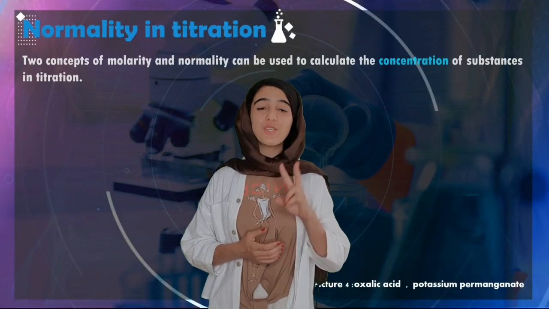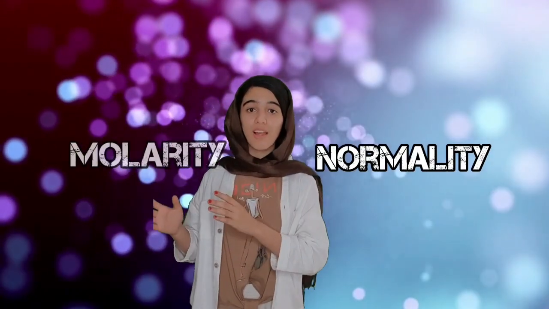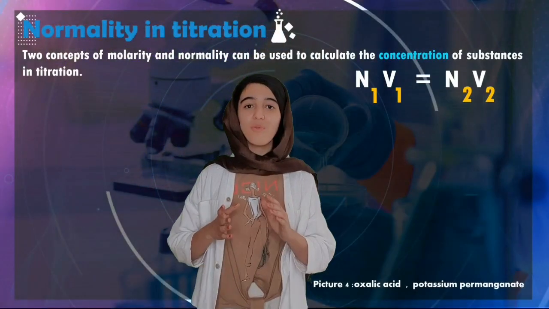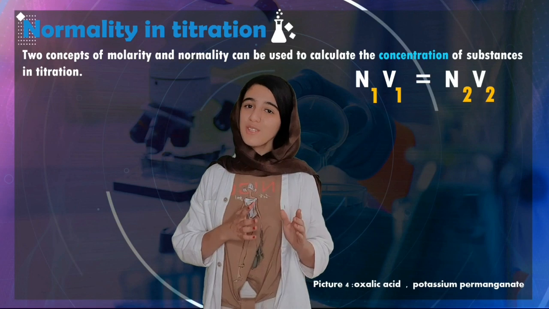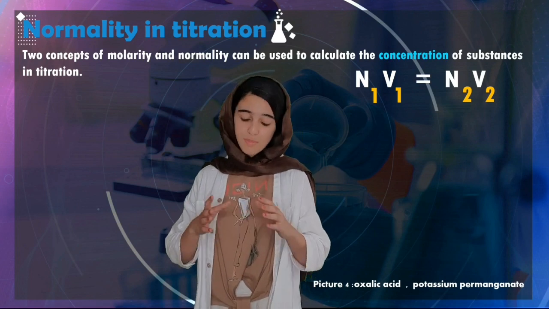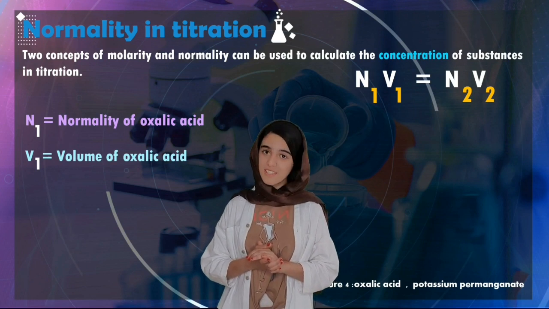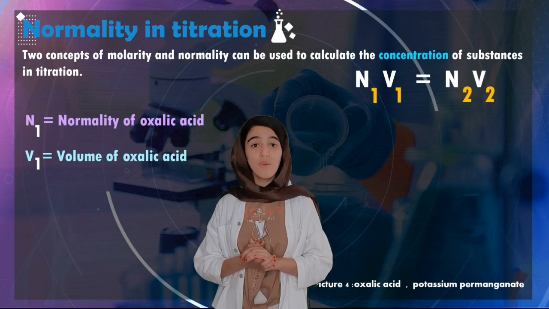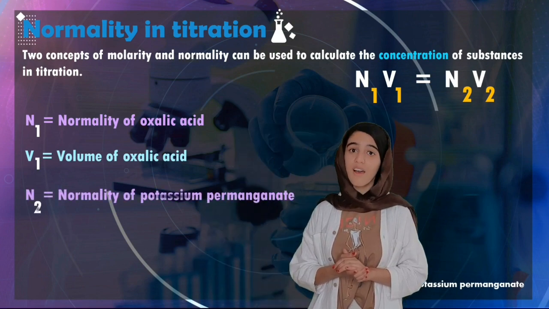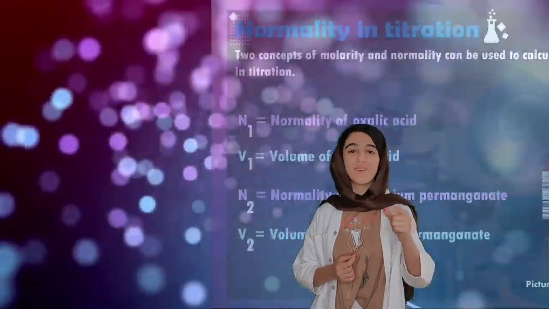We can say that the two concepts of normality and molarity can be used to calculate the concentration of a substance in titration. And we have a formula here: N1 multiplied by V1 equals N2 multiplied by V2. If I want to explain this formula more, N1 is short for the normality of oxalic acid, V1 is short for the volume of oxalic acid, equal to N2, which is our normality of potassium permanganate, multiplied by V2, our volume of potassium permanganate.